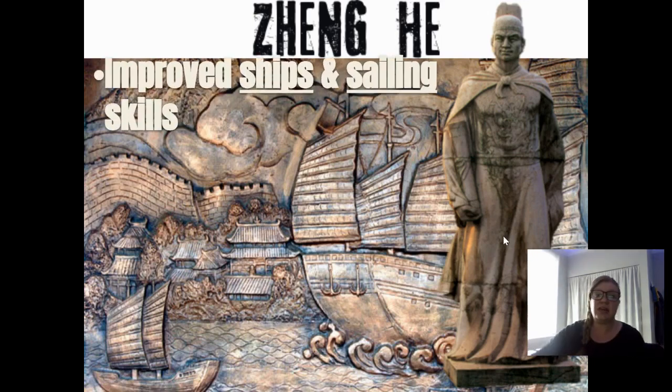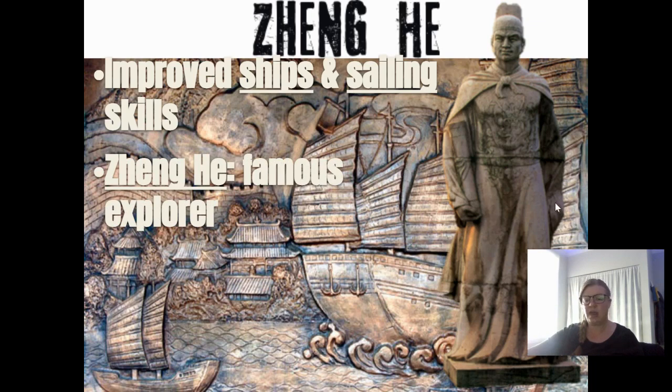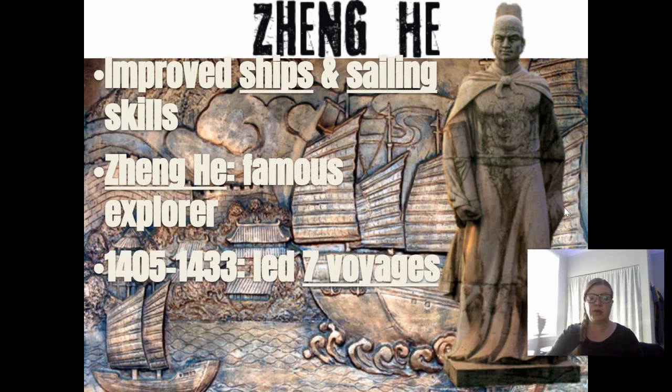Zhang He is a sailor. So he was able to improve ships and sailing skills, teach people how to sail. He became a very famous explorer for the Chinese dynasty during the Ming dynasty. And between 1405 and 1433, he led 7 different voyages. We're going to take a look at a map in a moment that maps out all 7 voyages for you so you could see all the different places that he went.